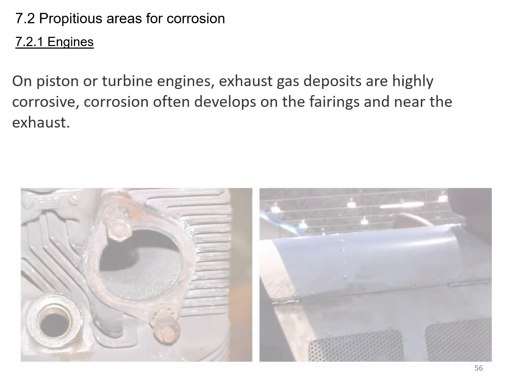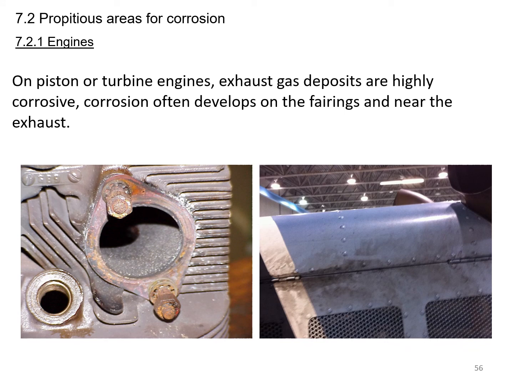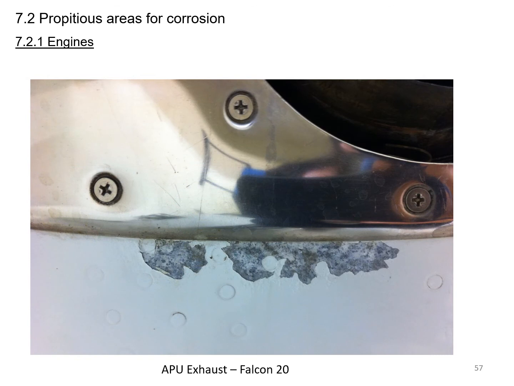7.2.1 Engines. Now, on piston engines or turbine engines, exhaust gas deposits are highly corrosive. Corrosion often develops in the fairing and near the exhaust because of the soot that is expelled from the engine. Soot can be very corrosive and will increase the risk of corrosion. Like in this case here, this is the APU exhaust from the Falcon 20 in the hangar. If you look closely at the exhaust stack of the APU, you can see the corrosion on the aluminum skin.